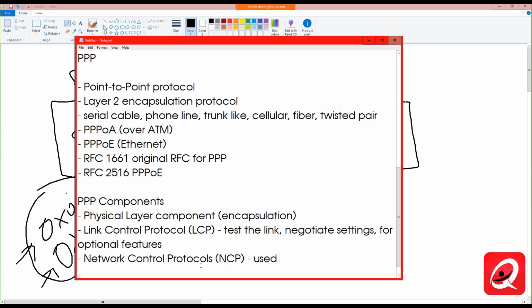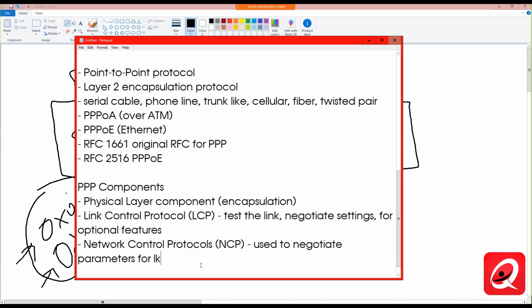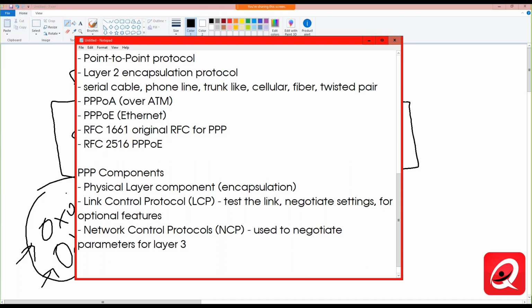This is pretty much going to be used to negotiate parameters for layer 3. I'll get into the details of what that means in a little bit. It has to deal with how we handle communication at layer 3, because we can identify specifically the layer 3 protocols that we're using within PPP. So it is a very important concept.